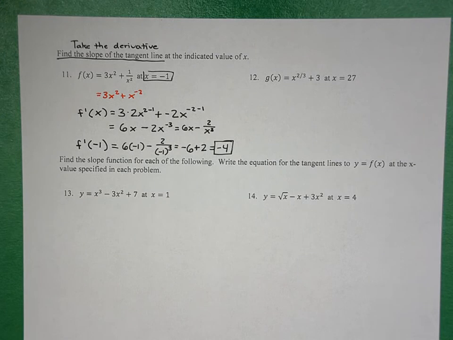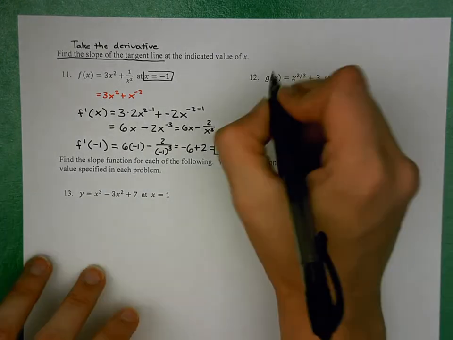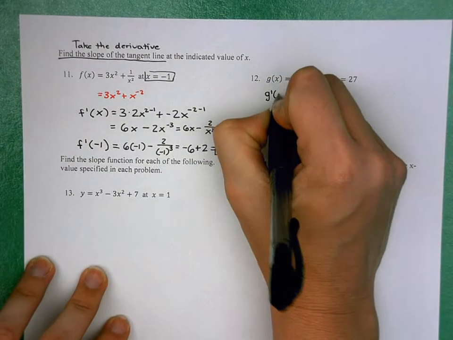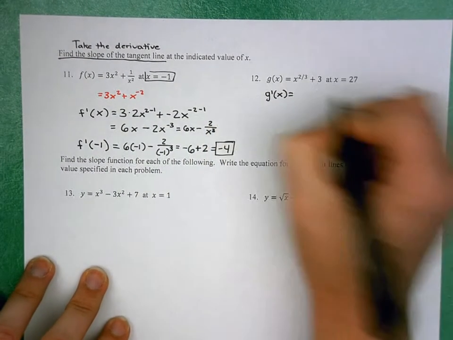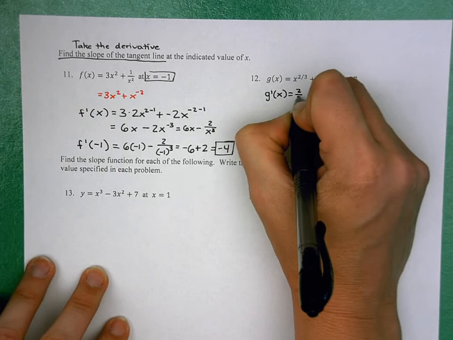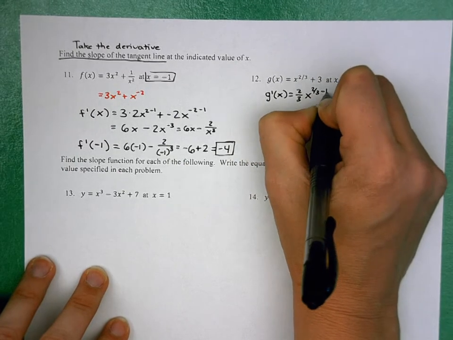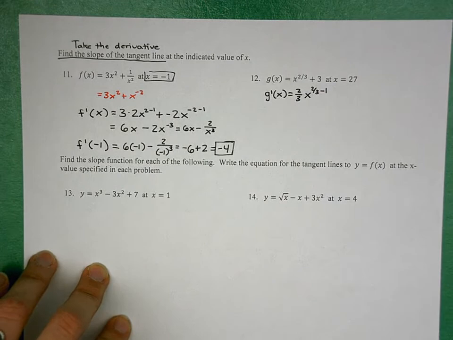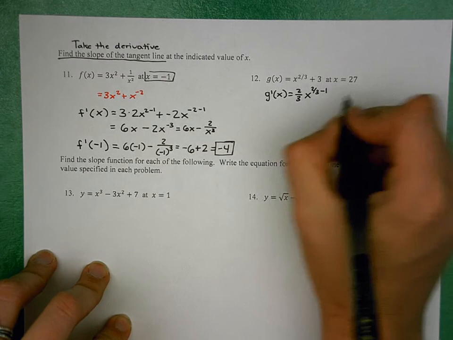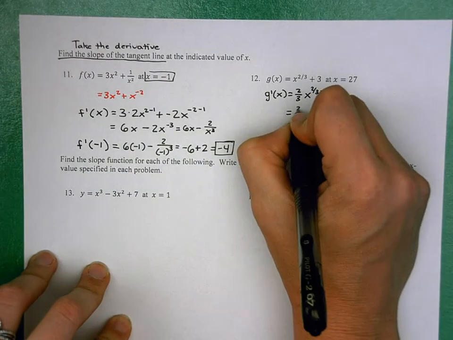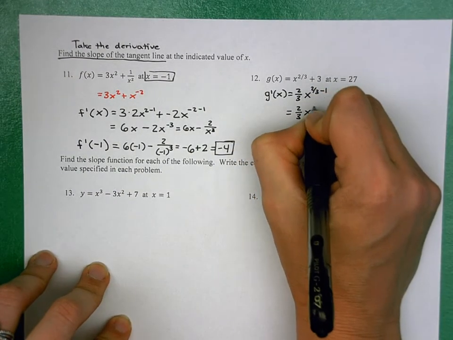Okay. Number 12, we're thankfully already in power rule form, so let's go ahead and take its derivative. My n here is 2/3, so I'm bringing that 2/3 down in front. My exponent becomes 2/3 minus 1. And then what's the derivative of a constant again? Well, that's 0. So I'm already done with my derivative. My derivative is 2/3 x to the negative 1/3.